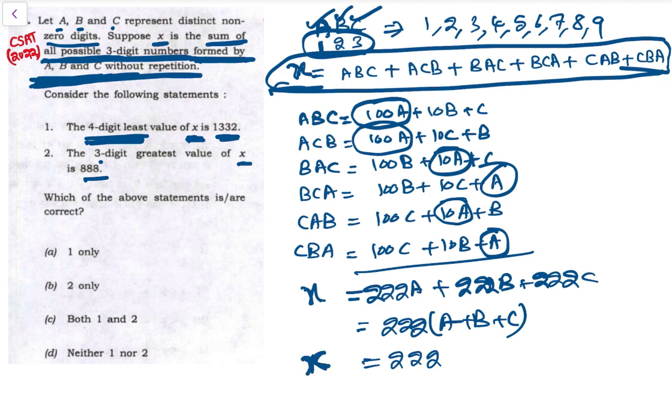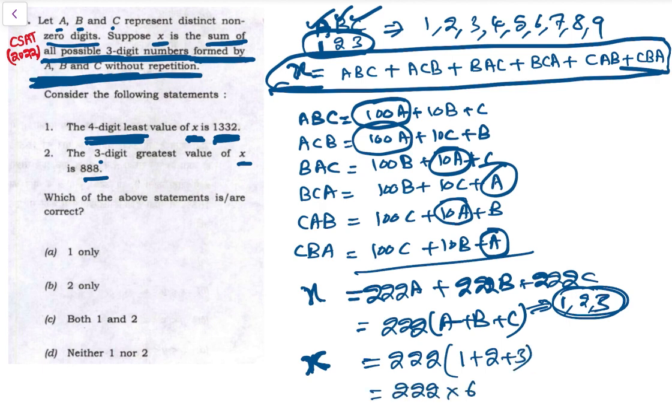ठीक है, अगर कोई 4 डिजिट का लीस्ट वैल्यू हो, दैट वुड बी 1322. सो लीस्ट वैल्यू कब आएगा? ठीक है, व्हेन ABC 1 2 3 होगा. सो तब व्हेन ABC 1 2 3, दैट इज 1 + 2 + 3, सो दैट इज 222 into 6. ठीक है, सो 222 into 6 जब आएगा.